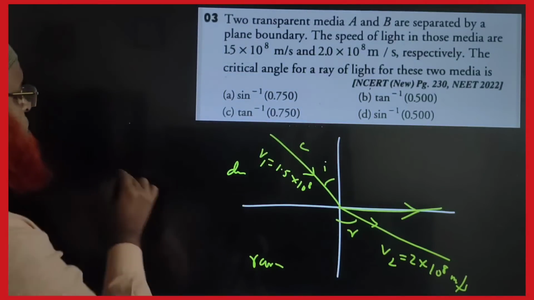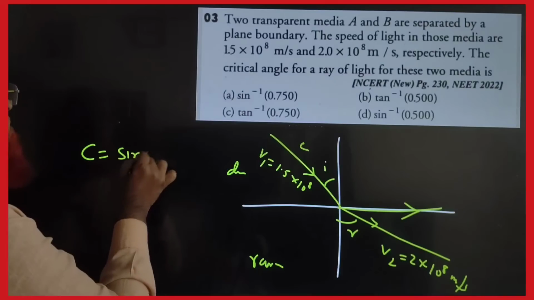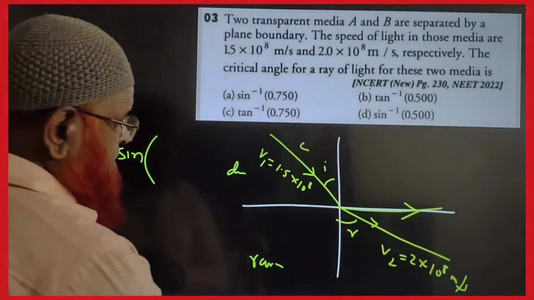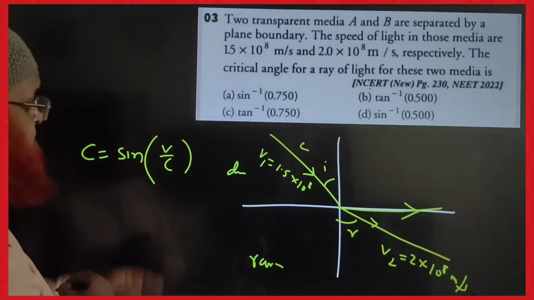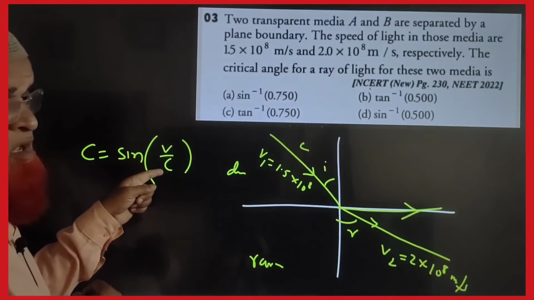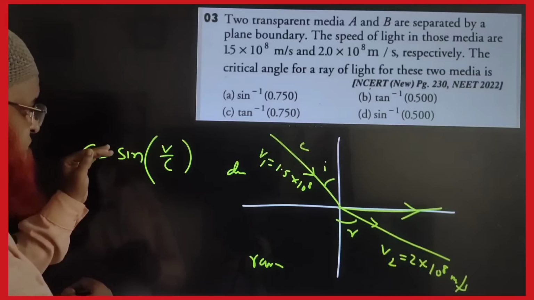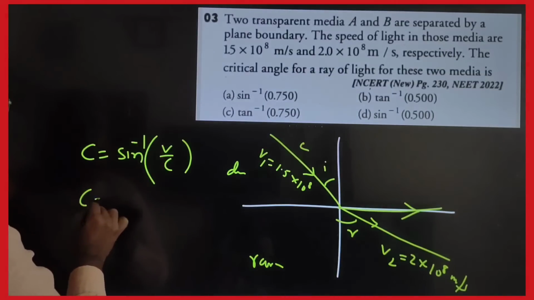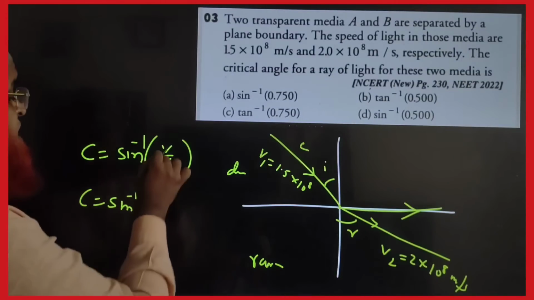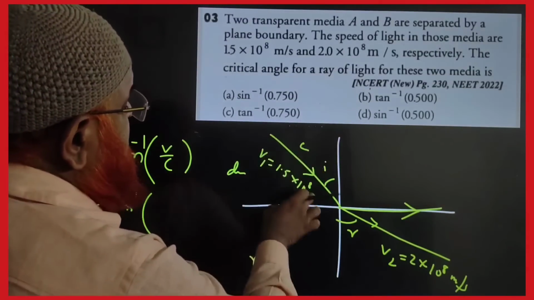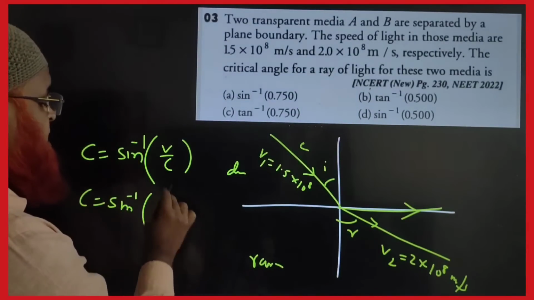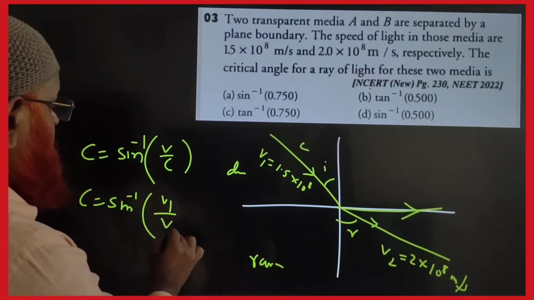So C is nothing but sine inverse of V by C, that is, the velocity in the denser medium to that of the velocity in the rarer medium. This is the formula we are getting now. So C is equal to sine inverse of, first, the denser medium. What is the denser medium? This is the denser medium, so V1. Rarer medium, V2.